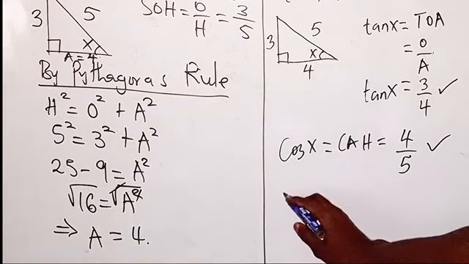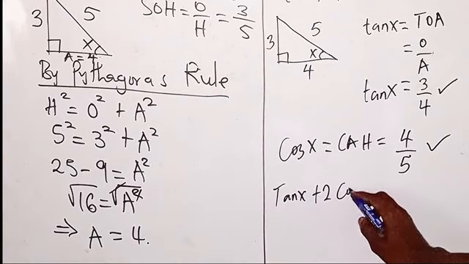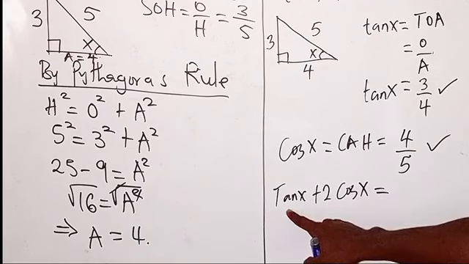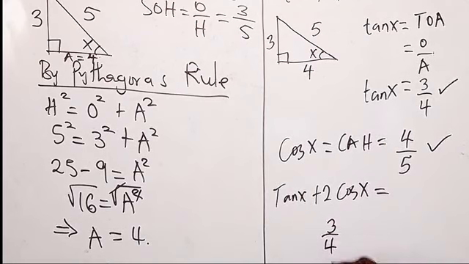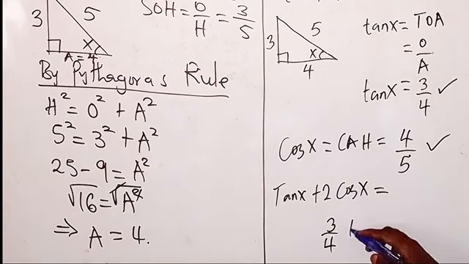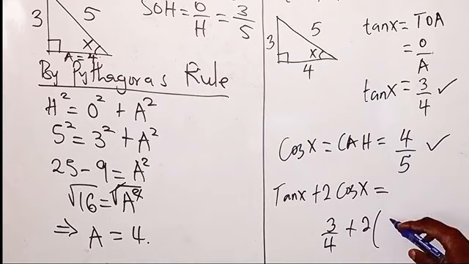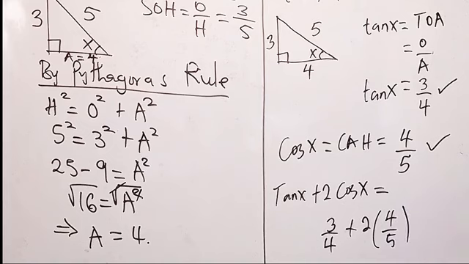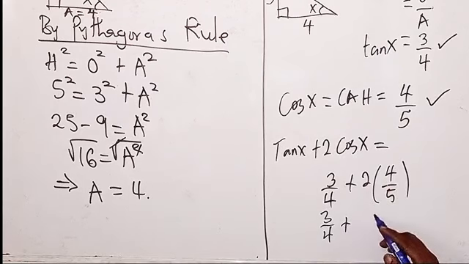Now let's bring what they asked us to find. Tan x plus 2 cos x is now going to be, tan x is 3 over 4, plus 2 multiplying cos x, which is 4 over 5. Are you getting it? So from there, we're going to have 3 over 4 plus 2 times 4, we are going to have 8 divided by 5.